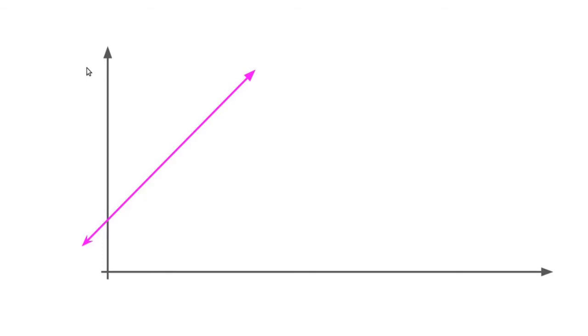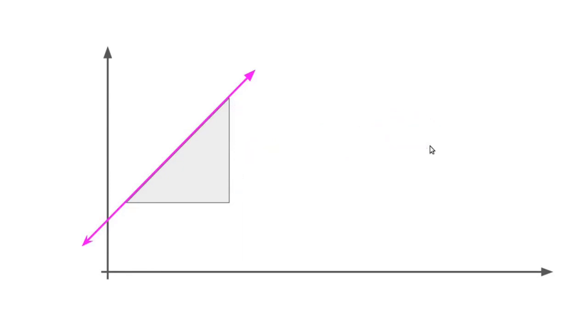Some functions, like this one, have a well-defined slope. Remember that slope is the rise over run. So if we fit a triangle under the function, we can look at this rise, this run, and the slope is the ratio of those.